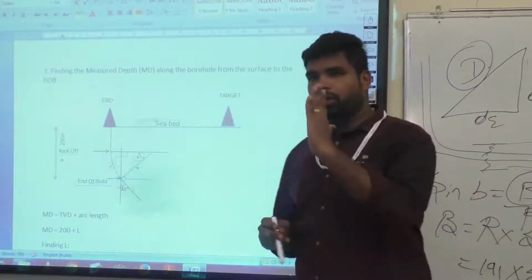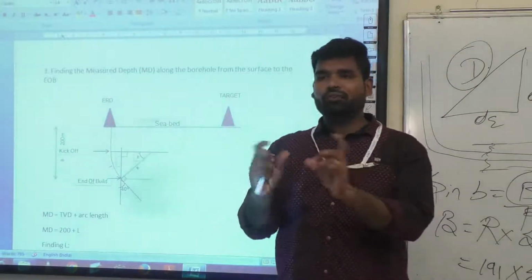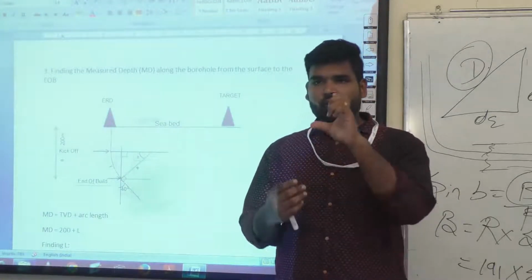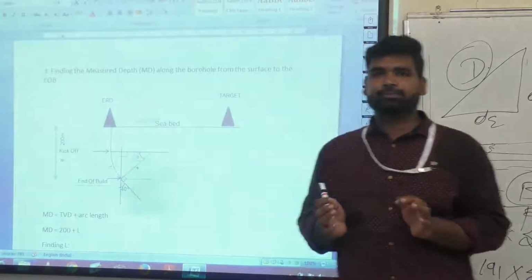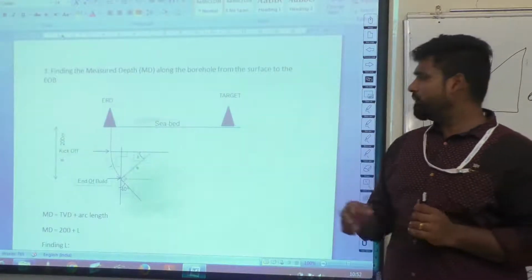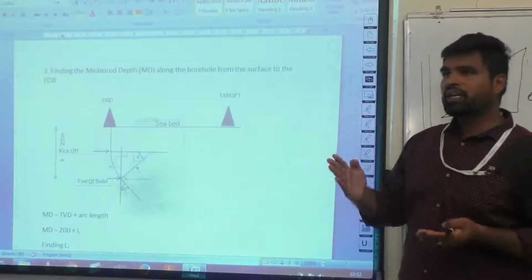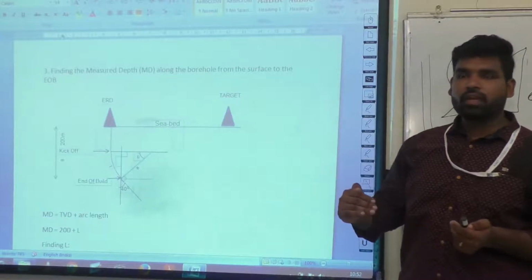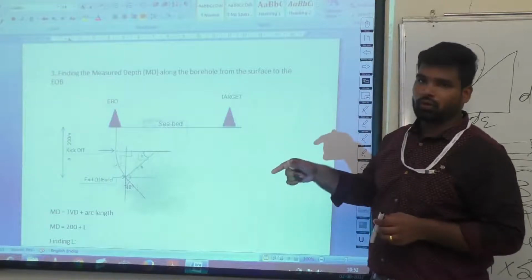So if you are drilling a vertical well, you have two depths: true vertical depth (TVD) and MD. For a vertical well, your true vertical depth and the measured depth will be the same, but for a deviated well they will be different. True vertical depth is the vertical distance from the surface to the well, but the MD is the length of the borehole.